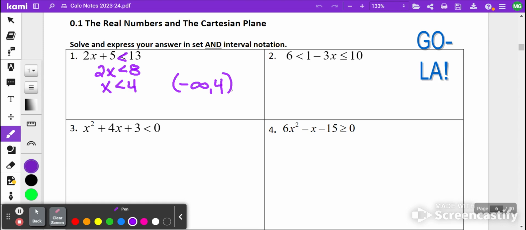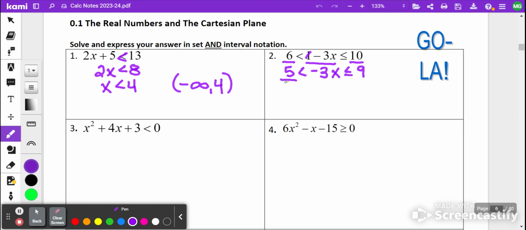Okay. Number 2 is a compound inequality. So we're going to have a number, or a range of numbers, that fall between two numbers, and that would be our solution. So we just have to balance all three parts of this. So we will subtract 1 from the left, which gives us 5, the middle, which leaves us with negative 3x, and the right side, which leaves us with 9. So that kind of gets rid of that.